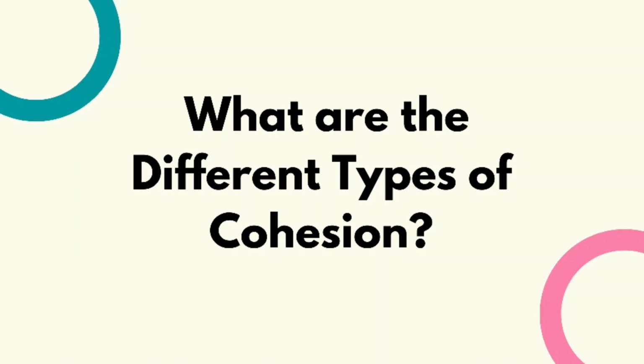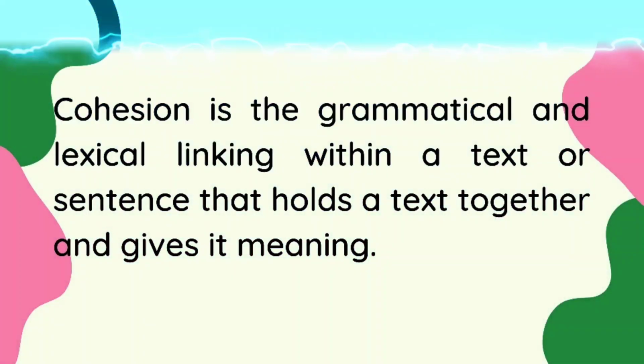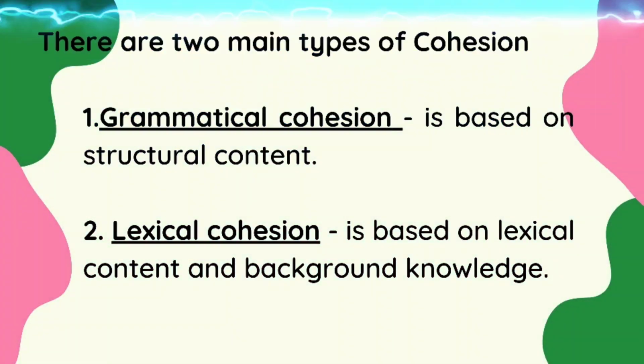Now moving on, what are the different types of cohesion? Now what is cohesion? Cohesion is the grammatical and lexical linking within a text or sentence that holds a text together and gives it meaning. There are two main types of cohesion: the grammatical and lexical. Grammatical cohesion is based on structural content, while lexical cohesion is based on lexical content and background knowledge.